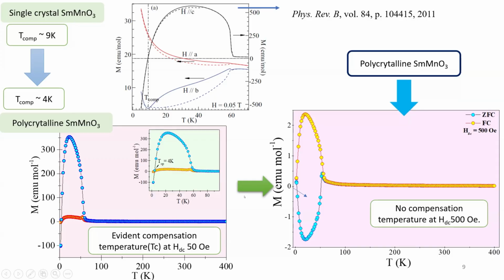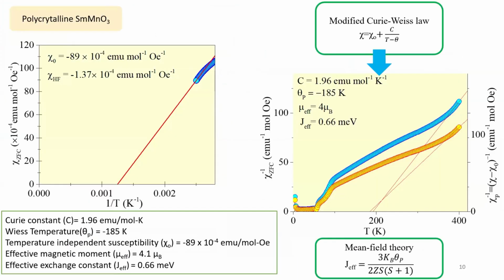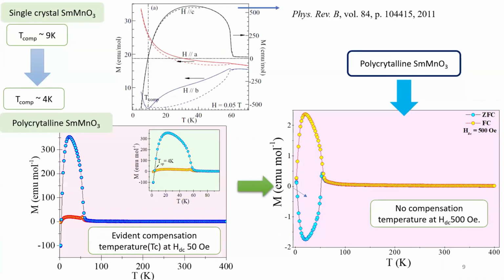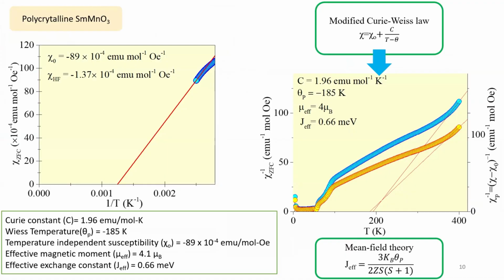But when we go to the low magnetic field, there is a compensation which is around 4 Kelvin in the SmMnO3 polycrystalline sample. After that, we doped 2% Fe into the SmFeMnO3 perovskite. After magnetization, we go for certain other parameters to calculate. First we plot chi versus inverse temperature, where we evaluate the temperature independent susceptibility, which is around minus 89 into 10 to the power minus 4 EMU per mole per Oersted.